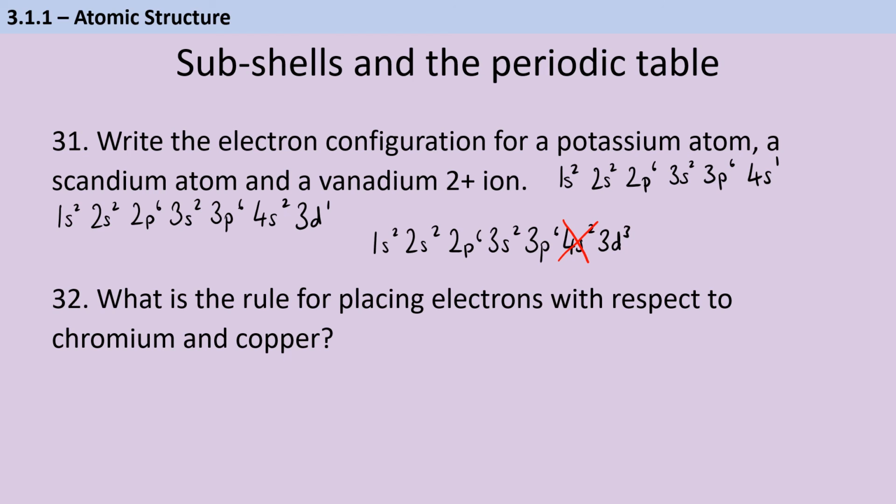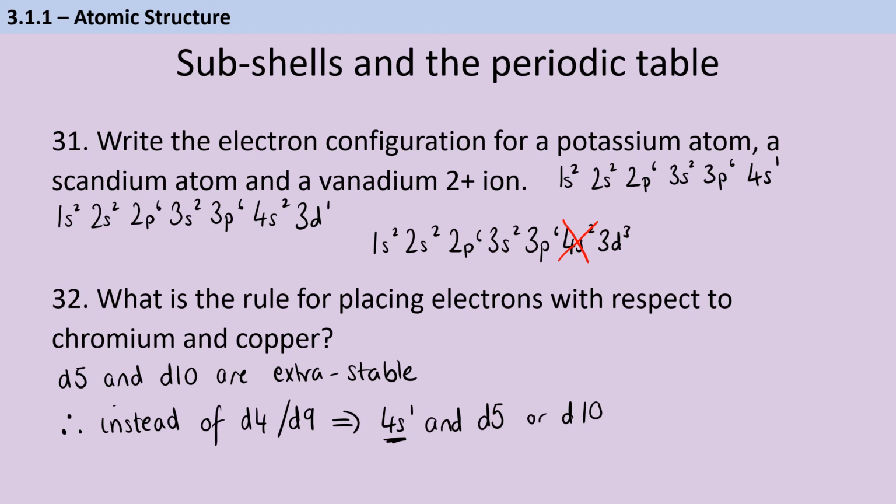When it comes to placing electrons and we're thinking about chromium and copper, these 2 elements are important. And the reason for that is that the 3d subshell is much more stable to have d5 or d10. And so if you're in a situation where you would potentially have d4 or d9, you just don't go there. So instead of having d4 or d9, you take one of those electrons that was in the 4s subshell and you use that to top up to 3d5 or 3d10. So when you look at chromium and copper, you're going to see 4s1 in the atom, not 4s2.